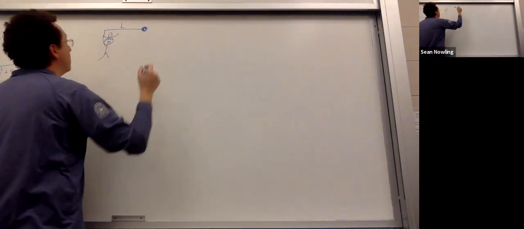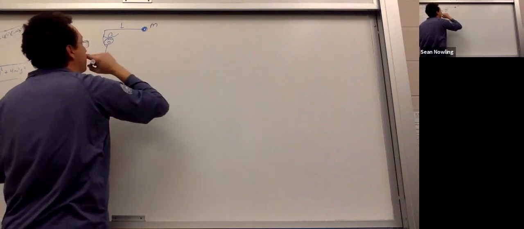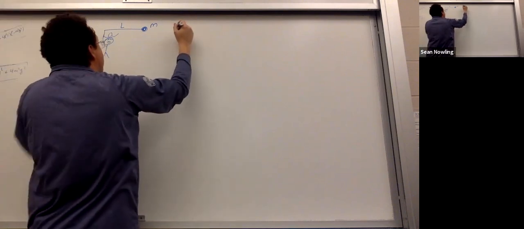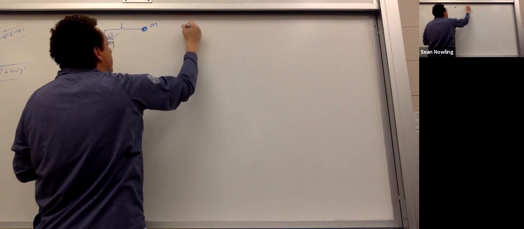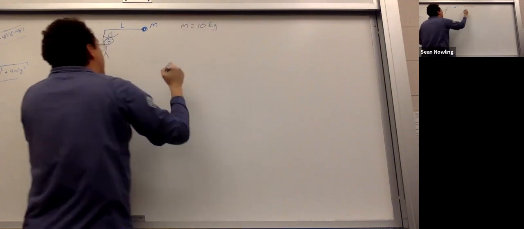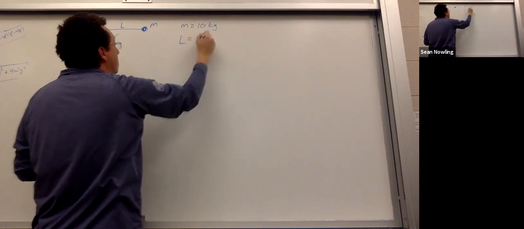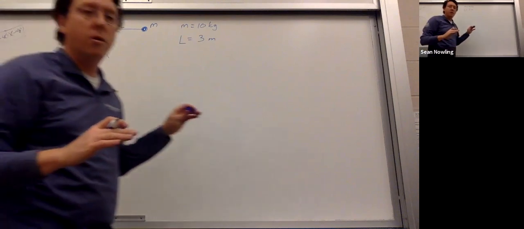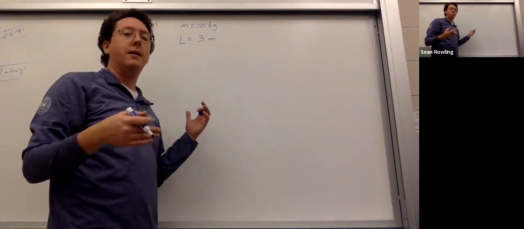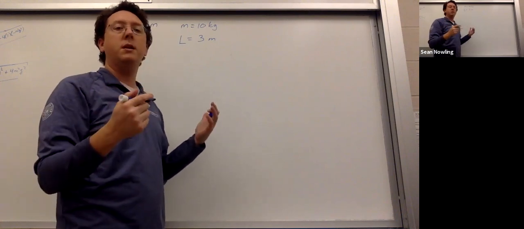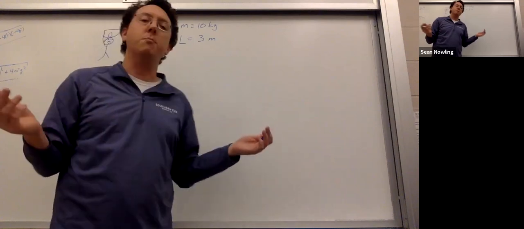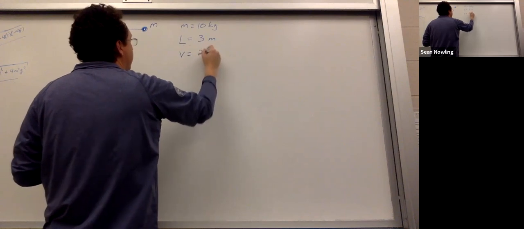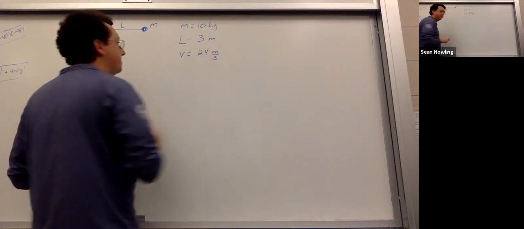Okay, so for now, I guess I'll go ahead and give some numbers here. So let's see. Let's imagine that the mass is 10 kilograms, and let's imagine that the length of the rope was 3 meters, and furthermore, let's take it as a given that the toolbox is going to spin with a speed of, I don't know, 24 meters per second. So we could say v equals 24 meters per second.